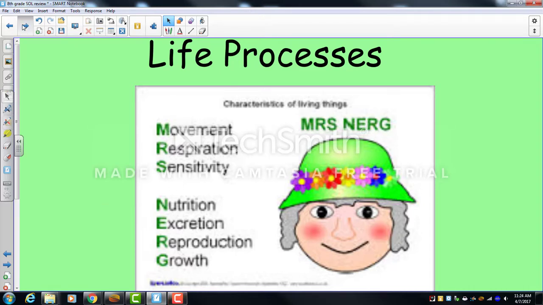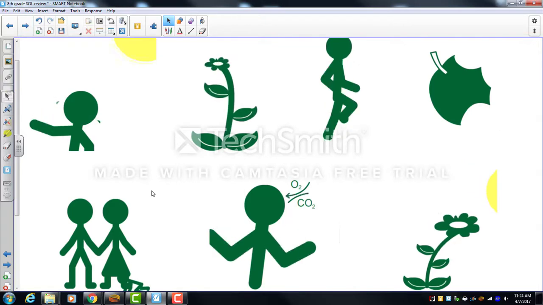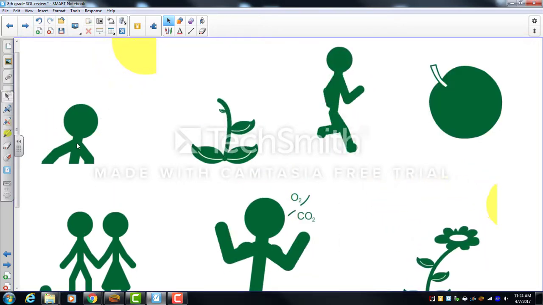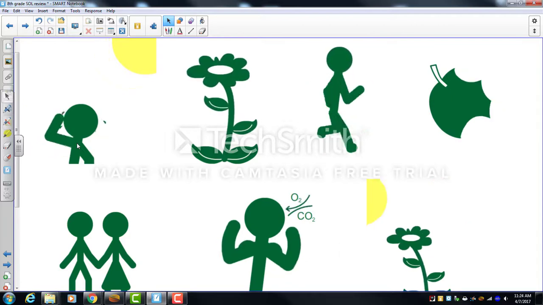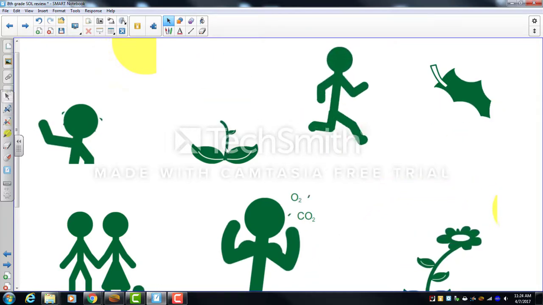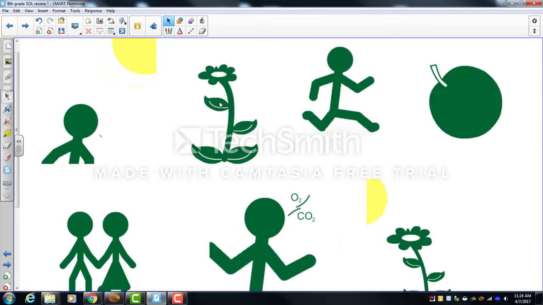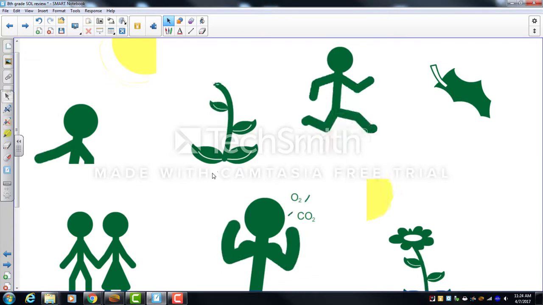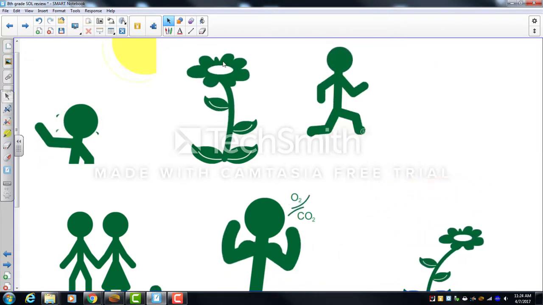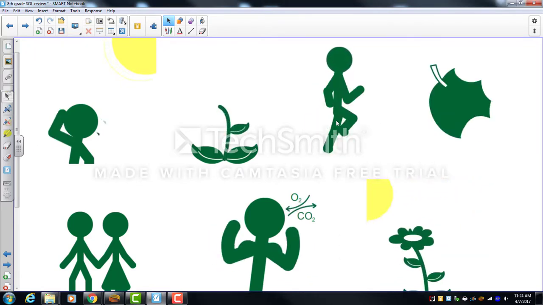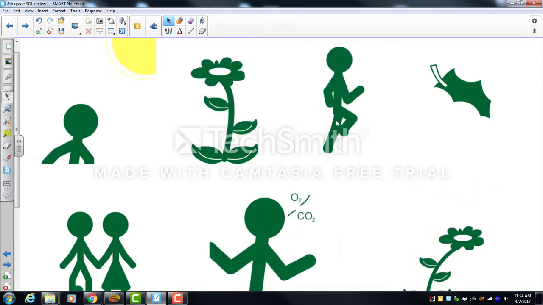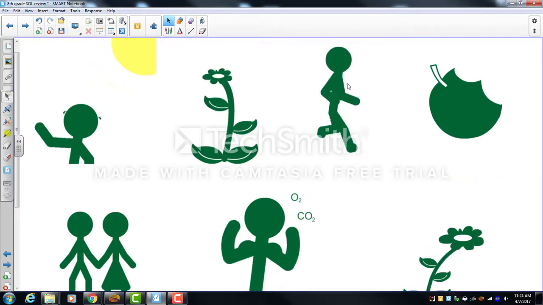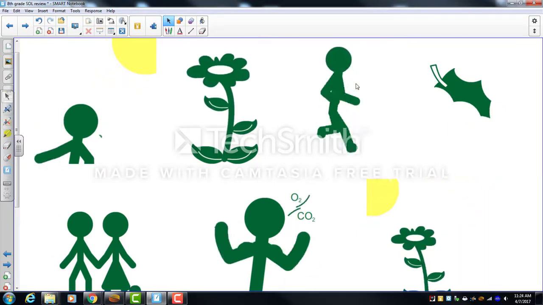Mrs. NERG. So these are just a few of the ones right here. We have excretion, which can be anything from, yes, going to the bathroom, but also sweating, exhaling. This one right here, we could say it's growth. Every living thing grows from starting out as a single cell through its life cycle all the way until death. This one right here is movement. Yes, even plants move. They actually grow toward their light source sometimes, or they grow up toward the sun because obviously they need the sun to survive.